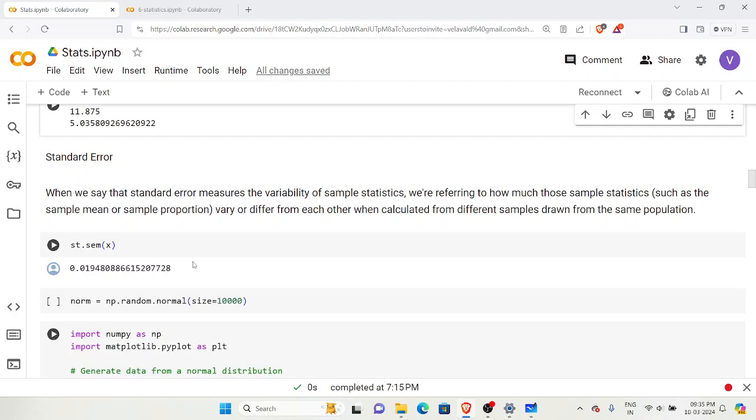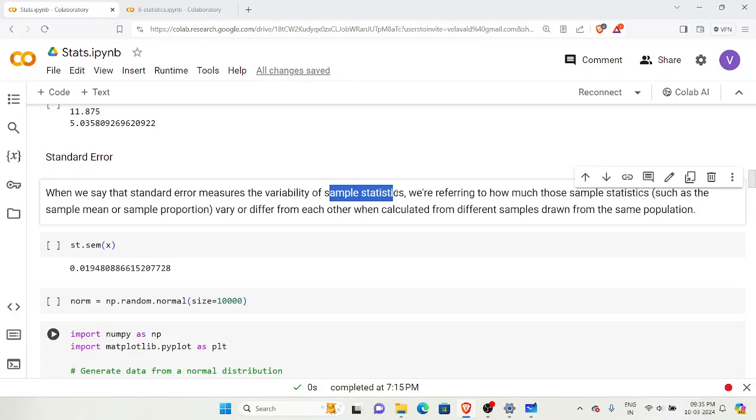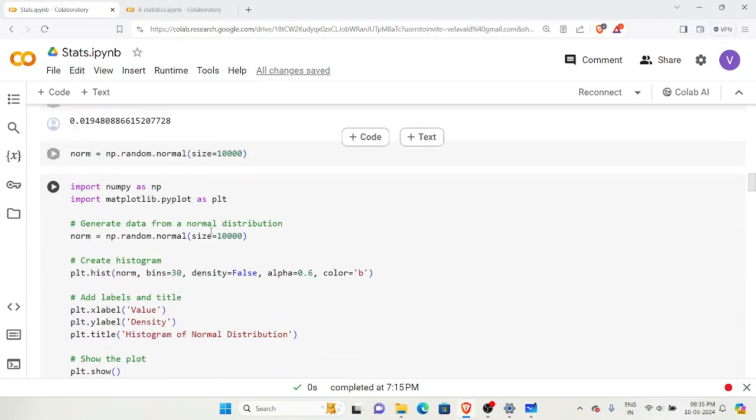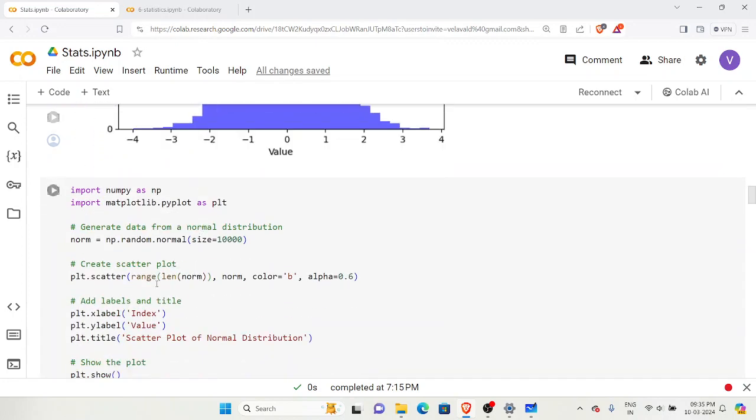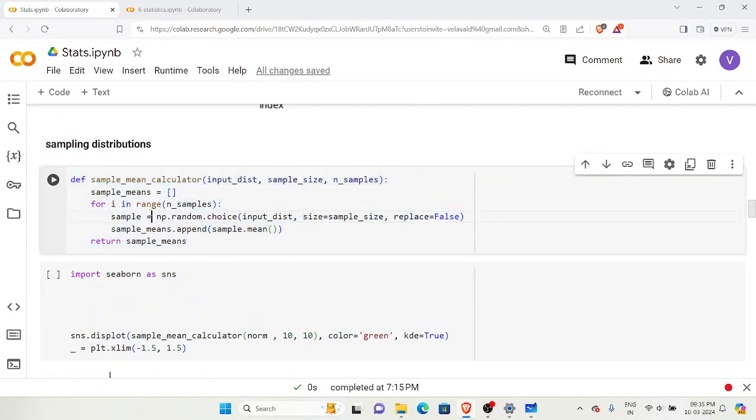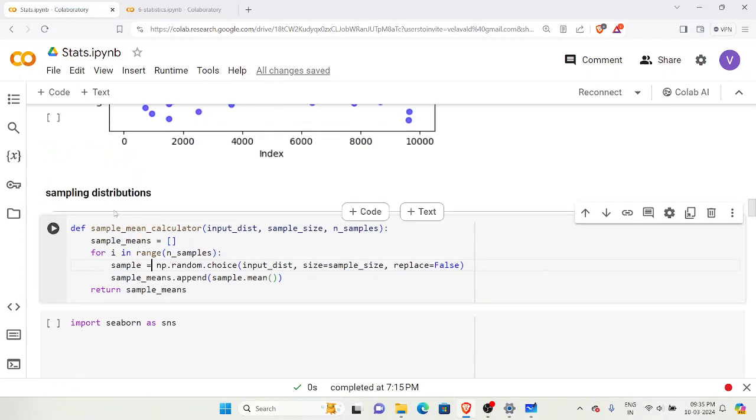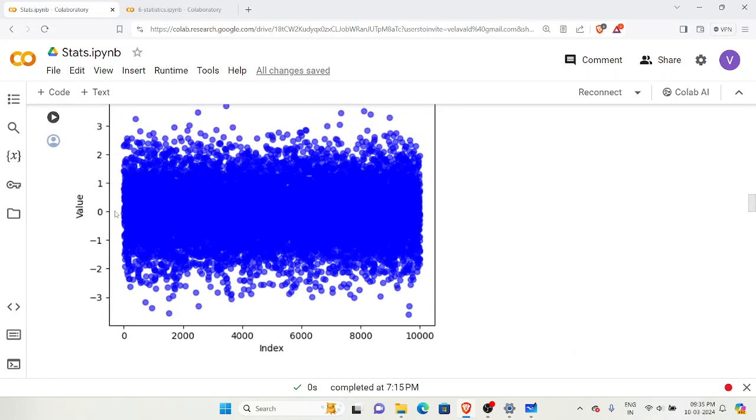If you have some doubts regarding what is meant by sample mean and sample statistics, the words I mentioned here, it is going to be explained in a future video. Here I'm going to be talking about sampling distribution. For clarity, I'm going to name that video itself sampling distribution, so don't worry. You can just go and watch it.